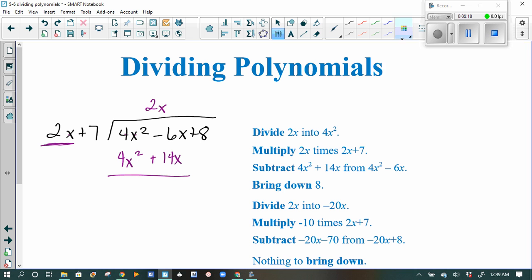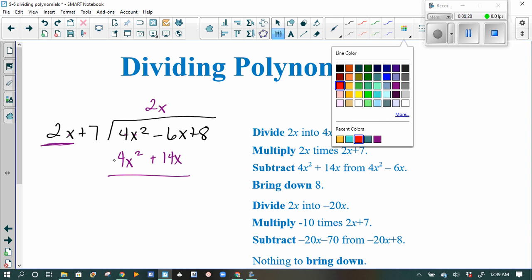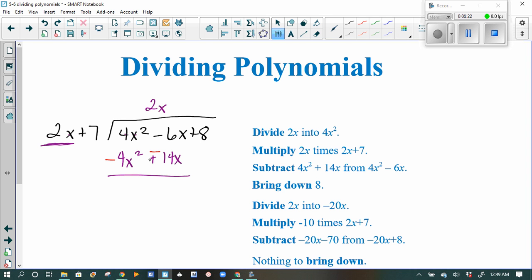Next step, make sure, change your signs. Minus, minus. Because you want that to cancel out. That's the whole point. So negative 6 minus 14 is negative 20x. Bring down the 8. So now 2 will go into negative 20, negative 10 times.